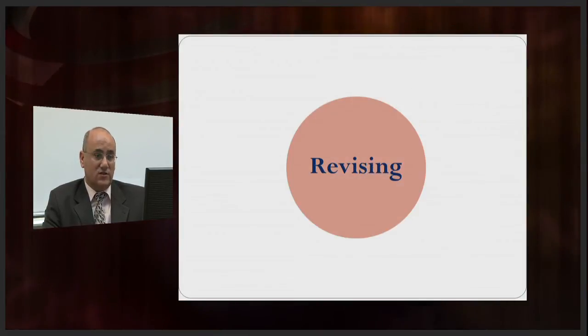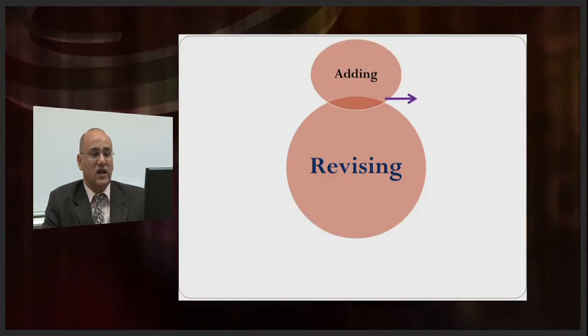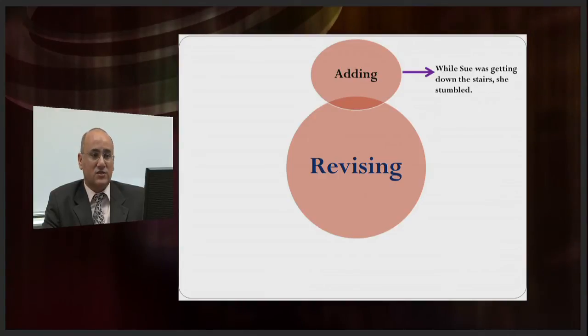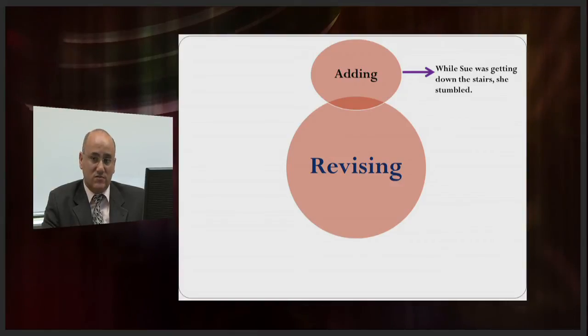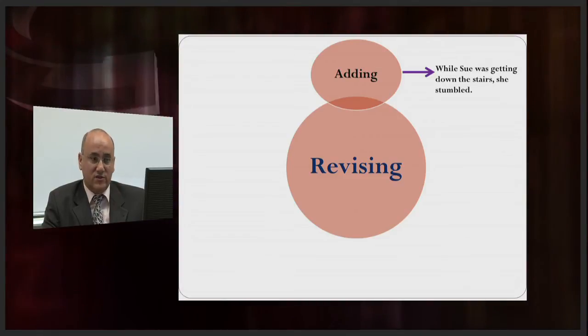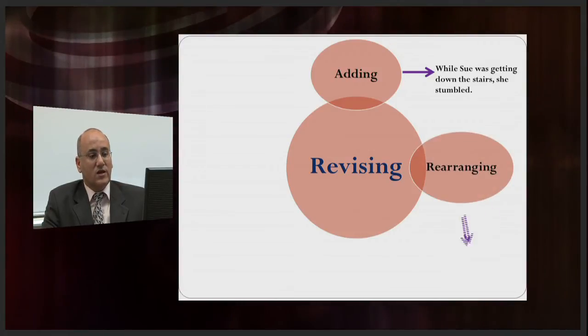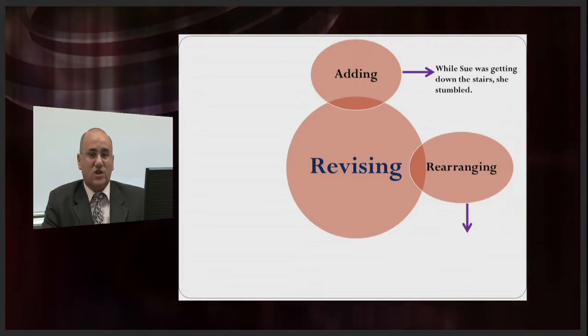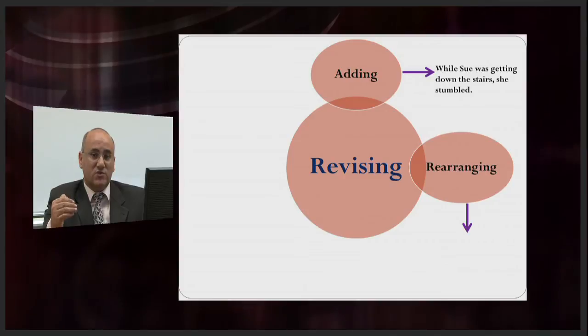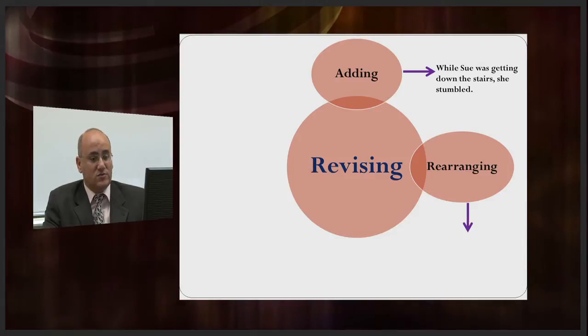Now let's see it in other ways. Revising means adding. Adding what? Look at this sentence: While Sue was getting down the stairs, she stumbled. We want to add something here to make this sentence more vivid, strong, and attractive for the reader. Let's see how we can make this. Rearranging. Even sometimes you need to rearrange, take one sentence before the other, or sometimes one whole paragraph or idea should be moved up or down.